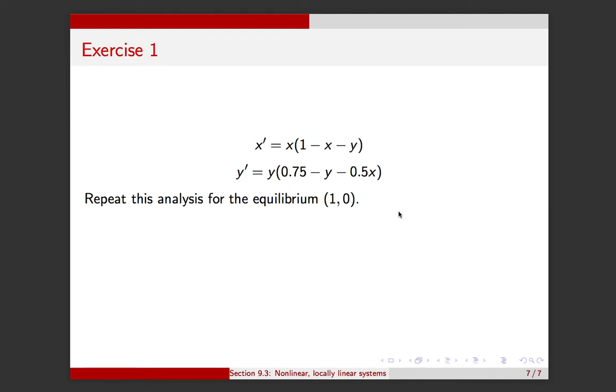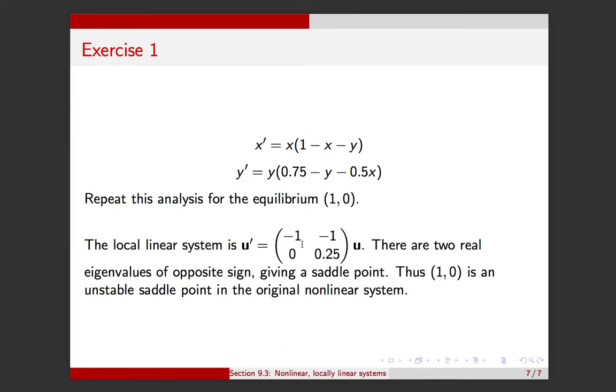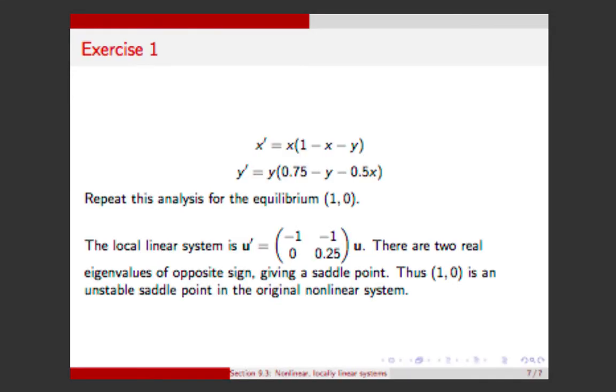Okay, so now exercise 1: I want you to pause the video and repeat the same analysis. Build the locally linear system and classify it, but for the equilibrium (1, 0). Okay, assuming you're back, you should have gotten this locally linear system for (1, 0). Two real eigenvalues of opposite sign gave a saddle point. So (1, 0) in the original system was unstable, and it looked like a saddle. I suppose it's nice that the extinction of one of the species is unstable, and that coexistence is stable.